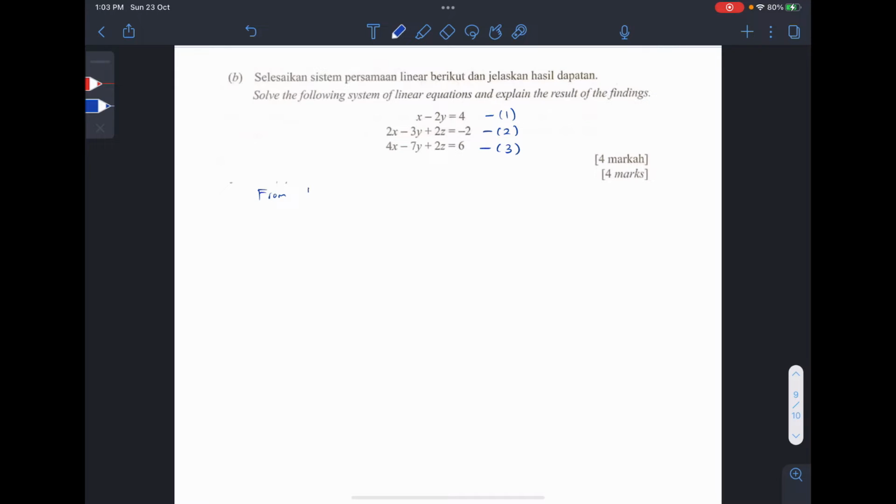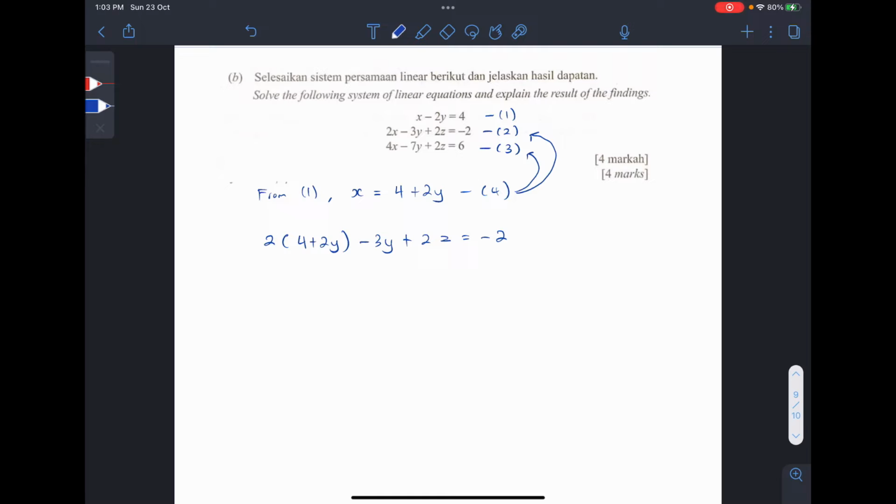From 1, I'm just going to change it up. I'm going to make x alone. So x equals 4 plus 2y. Let's call this equation number 4 right now. Where should equation number 4 go? It should go into number 3 and it should go into number 2. So let's substitute them. First one: 2 bracket 4 plus 2y minus 3y plus 2z equals negative 2.